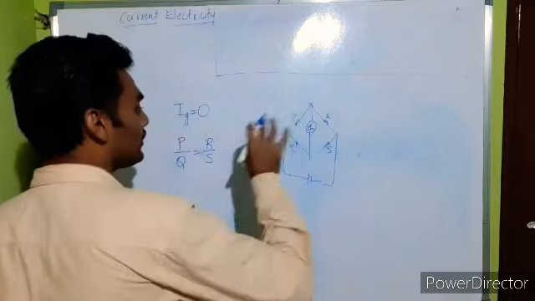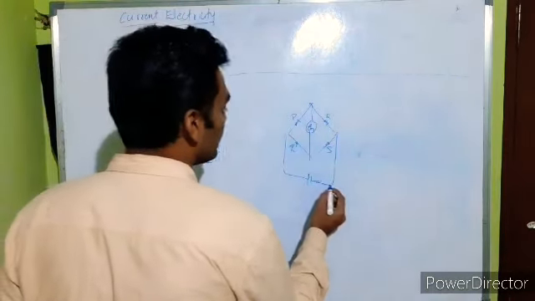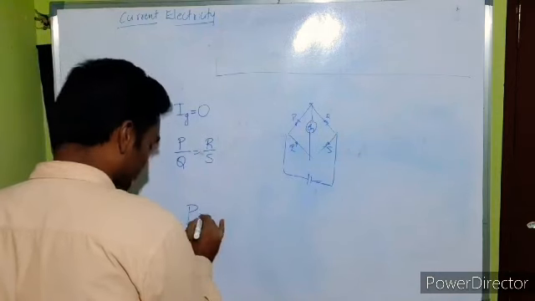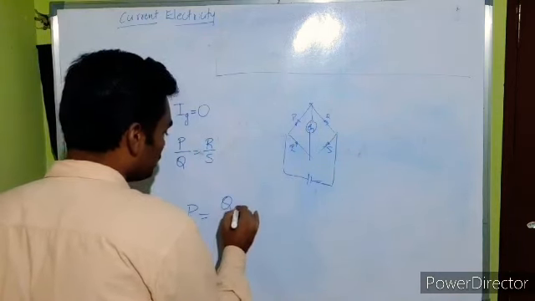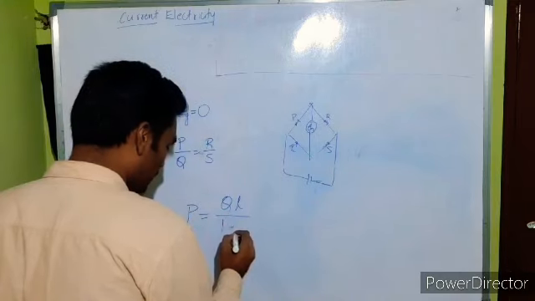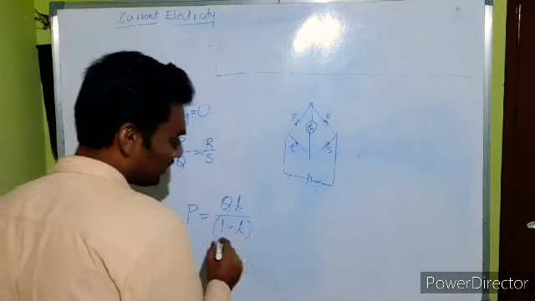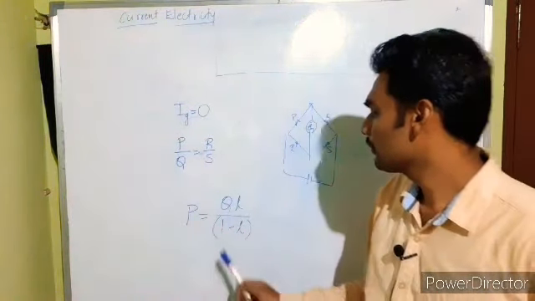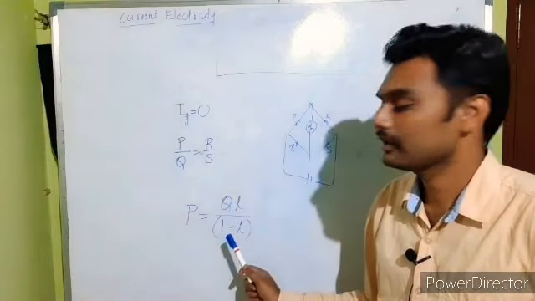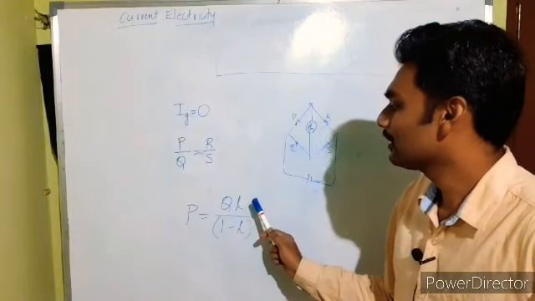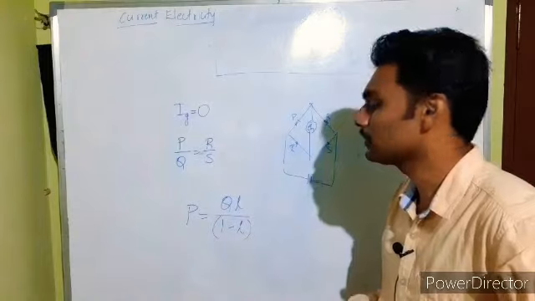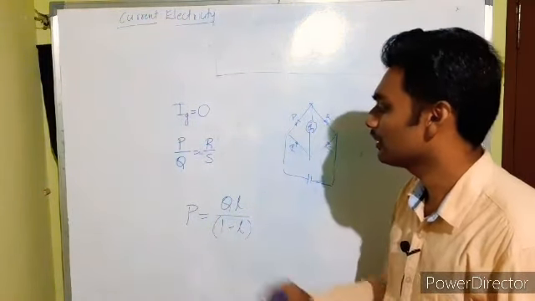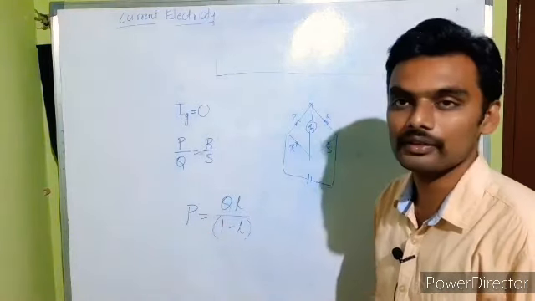Next is about the same Wheatstone's network applied practically into a meter bridge, and the expression for unknown resistance P is given by Q L by 1 minus L. Again, why this 1 minus L? Because we choose a 1 meter length wire, and L is the length at which the meter bridge gets balanced. So this is the expression for P, the unknown resistance connected.